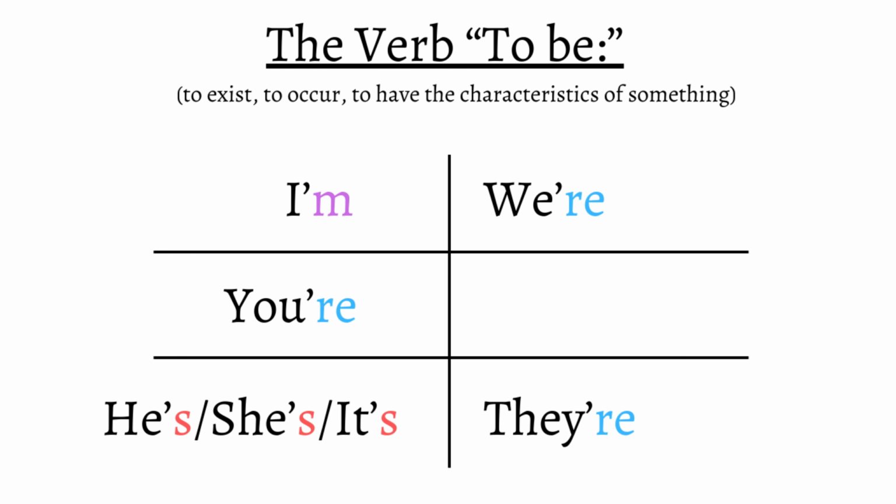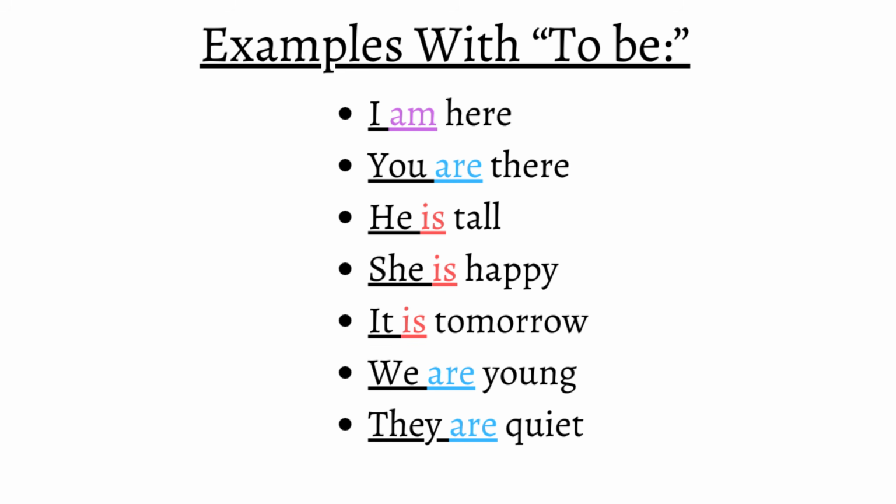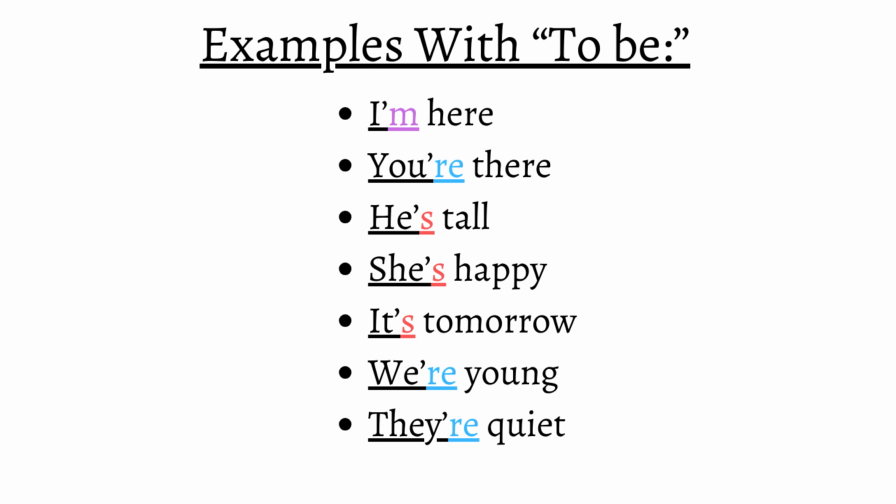As I said in the beginning, to be means to exist, occur, or have the characteristics of something. With these conjugations, we can have examples like I am here, you are there, he is tall, she is happy, it is tomorrow, we are young, and they are quiet. With contractions, they will be I'm here, you're there, he's tall, she's happy, it's tomorrow, we're young, and they're quiet. Comfortably, it is not too difficult to understand.